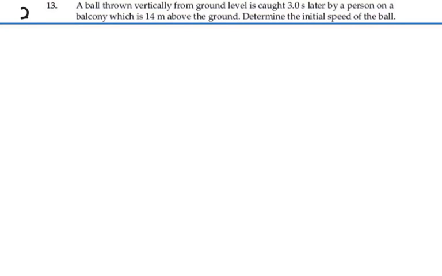Here's problem 2.13. A ball thrown vertically from ground level is caught 3 seconds later by a person on a balcony, which is 14 meters above the ground. Determine the initial speed of the ball.